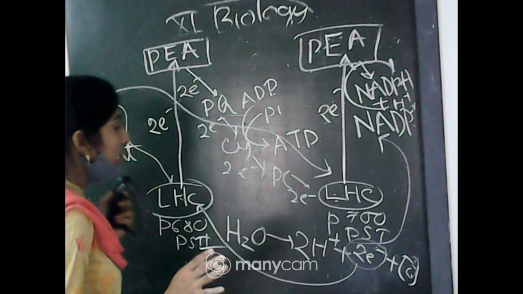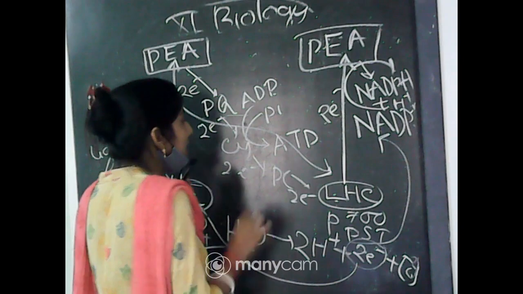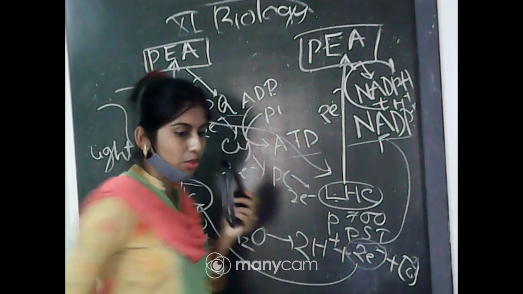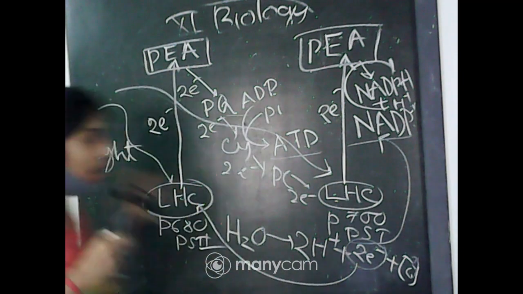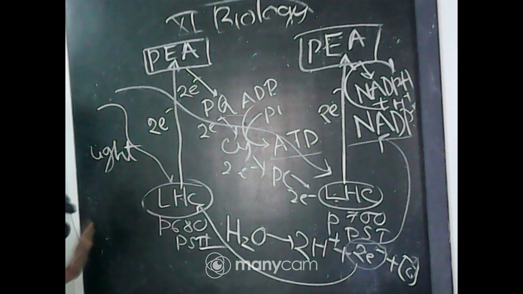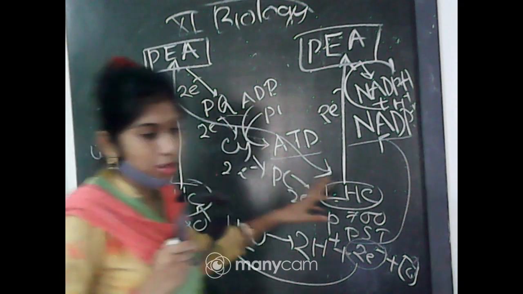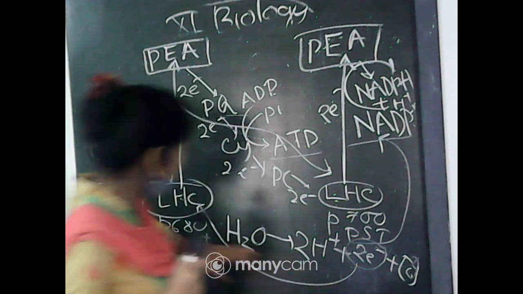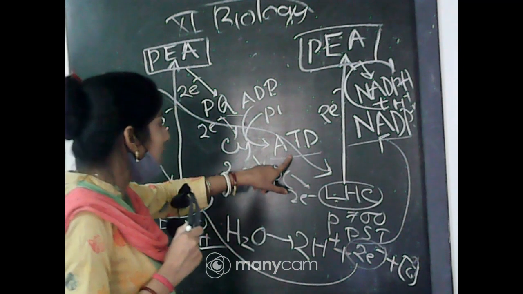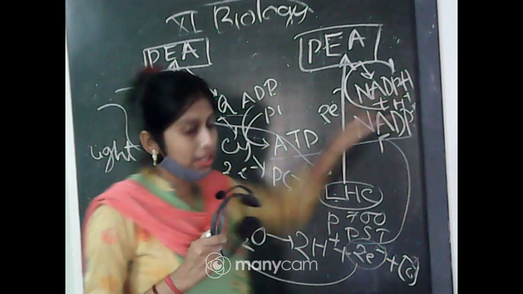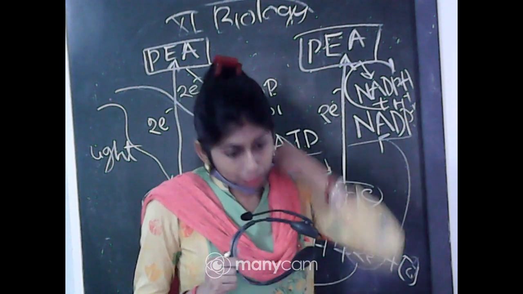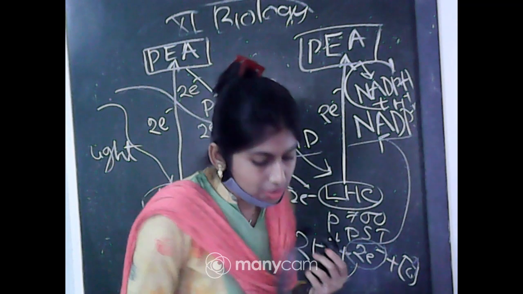The last step of light reaction was the formation of high energy chemical intermediates, that is ATP and NADPH. You can see these two have also been formed. So the different steps are completed. I am repeating: absorption of light energy, second photolysis of water, third release of oxygen, fourth formation of high energy chemical intermediates like ATP and NADPH. So all the steps of the light reaction of photosynthesis we have seen.